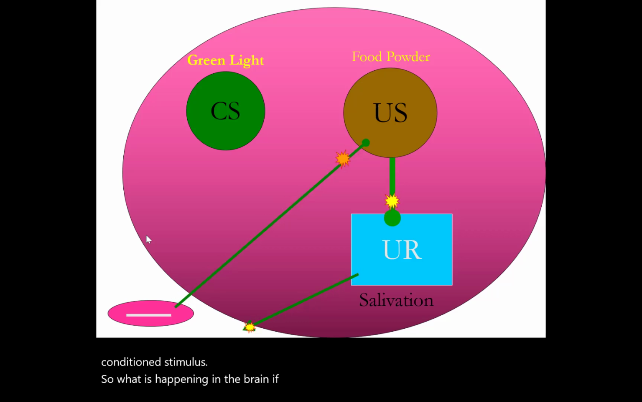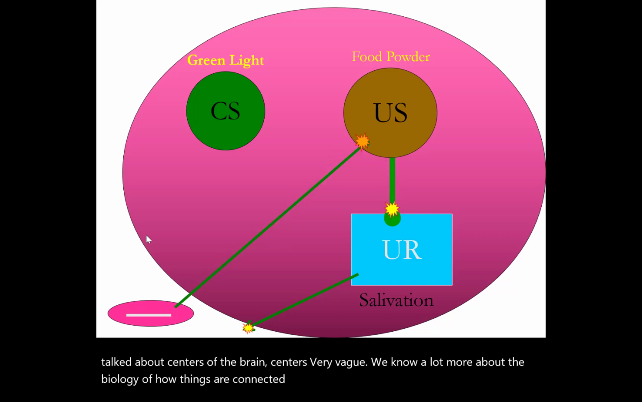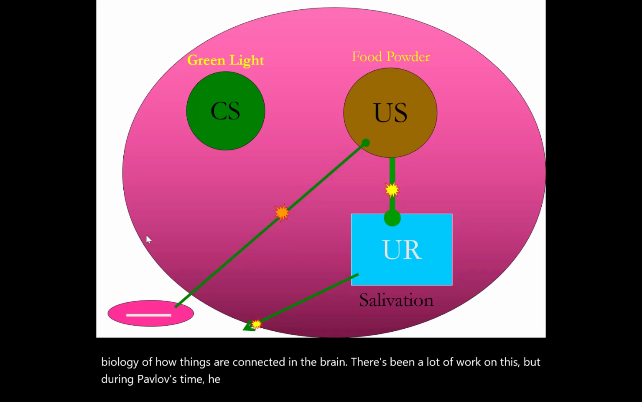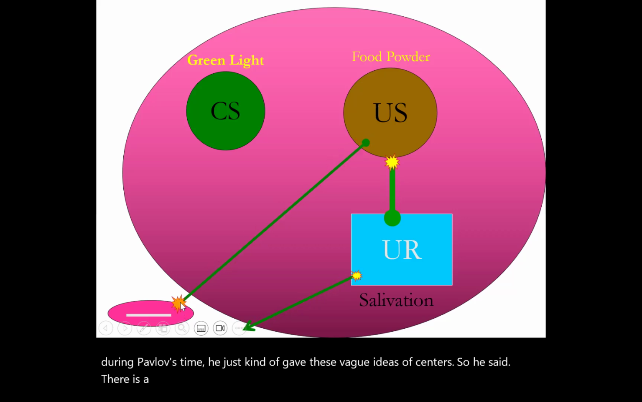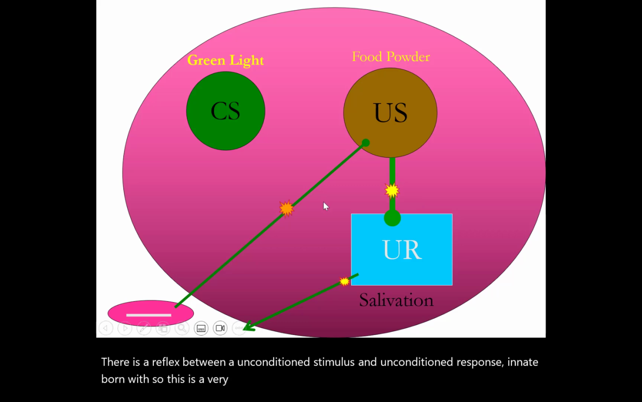So what is happening in the brain? Well, if you read Pavlov's book, Conditioned Reflexes, he talked about centers of the brain, centers, very vague. We know a lot more about the biology of how things are connected in the brain. There's been a lot of work on this. But during Pavlov's time, he just kind of gave these vague ideas of centers. So he said that there is a reflex between an unconditioned stimulus and an unconditioned response, innate, born with. So this is a very bad drawing, but let's say down here is a representative of the dog's tongue.